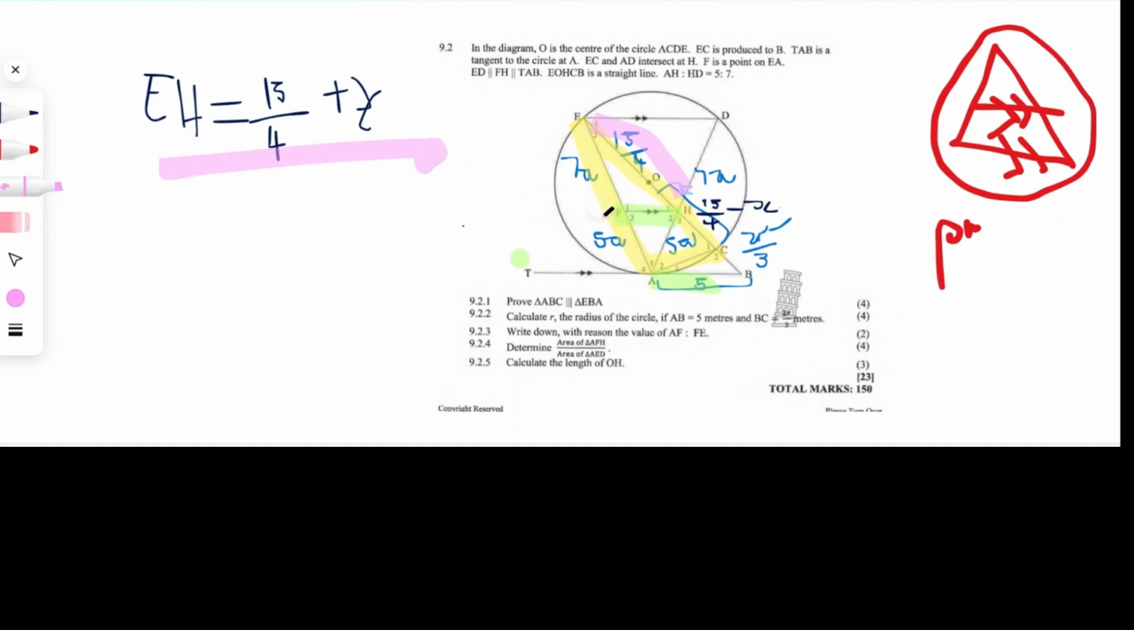We know what EF is, it's 7A. We know what FA is, it's 5A. We know what HC is, it's 15 over 4 minus X. And we also know what EH is. EH is 15 over 4 plus x. So now we can just write down the ratios of EF over FA equals HC over EH.